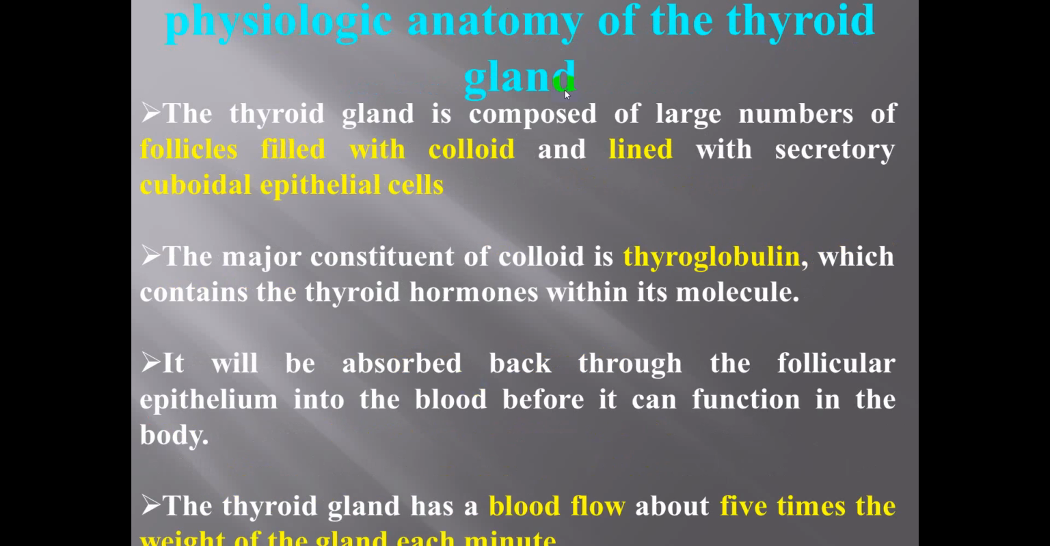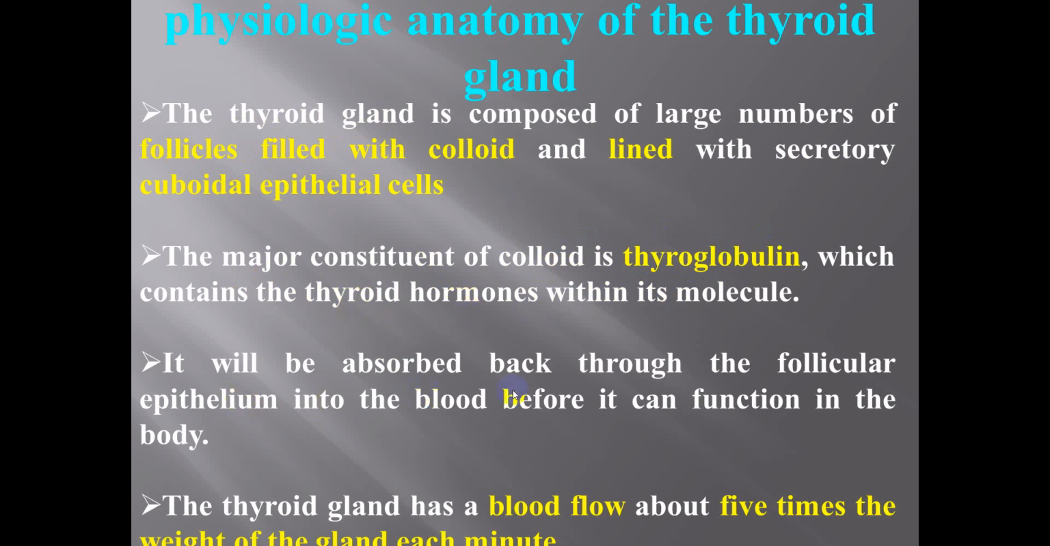Physiologic anatomy of the thyroid gland. The thyroid gland is composed of large numbers of follicles filled with colloid and lined with secretory cuboidal epithelial cells. The major constituent of the colloid is thyroglobulin, a protein طبعا, which contains thyroid hormones within its molecule. إذن هو protein presence in the colloid. وين ألقى الكولويد in the follicles. وين ألقى الفوليكل in the thyroid gland. واضح؟ الثيروغلوبولين هو اللي يحوي بداخله على الثيرويد hormones.